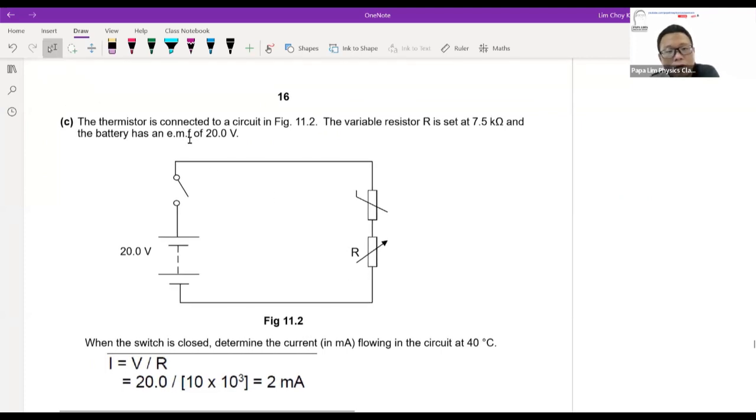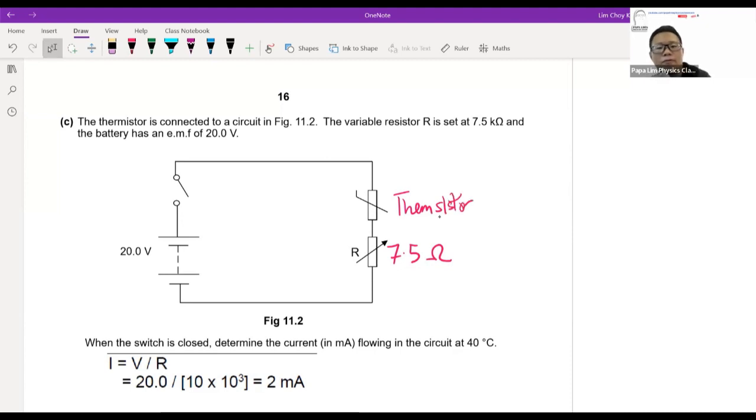The transistor at the top is actually used here. A variable resistor of 7.5K is here. So this is the R, this is 7.5 kilo ohms. It is fixed to a 20 volts power supply and with a thermistor. So this is your thermistor.